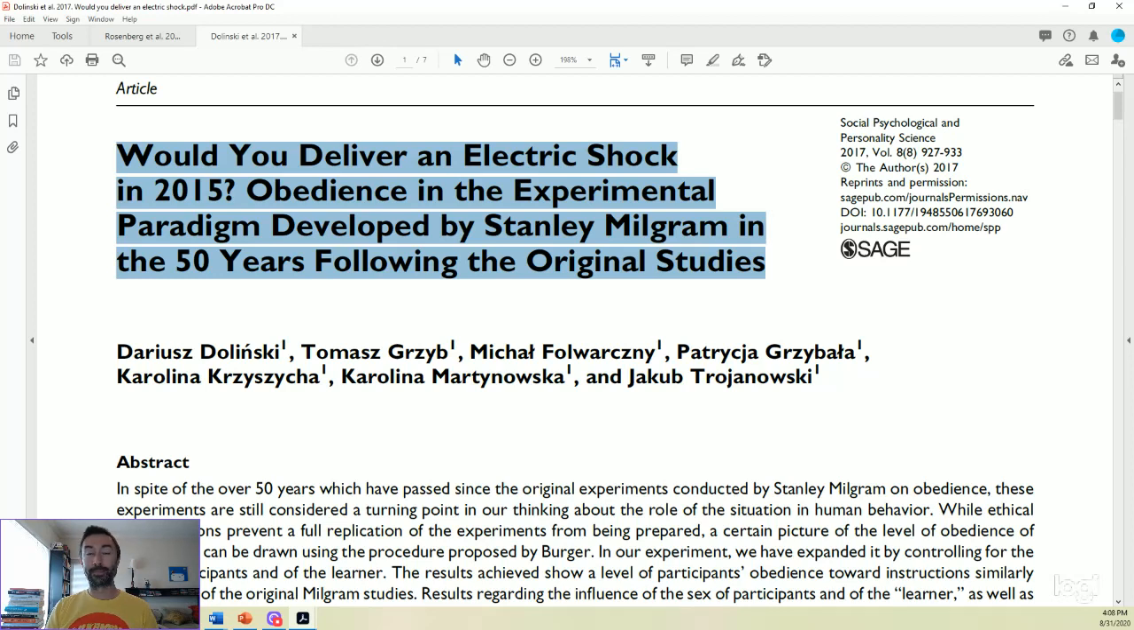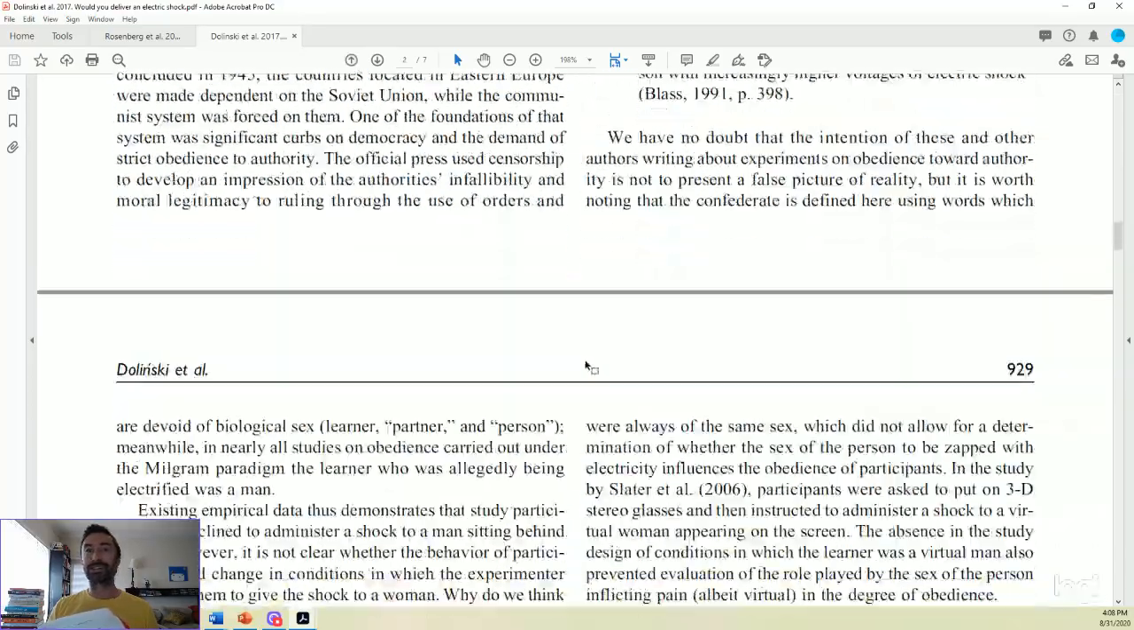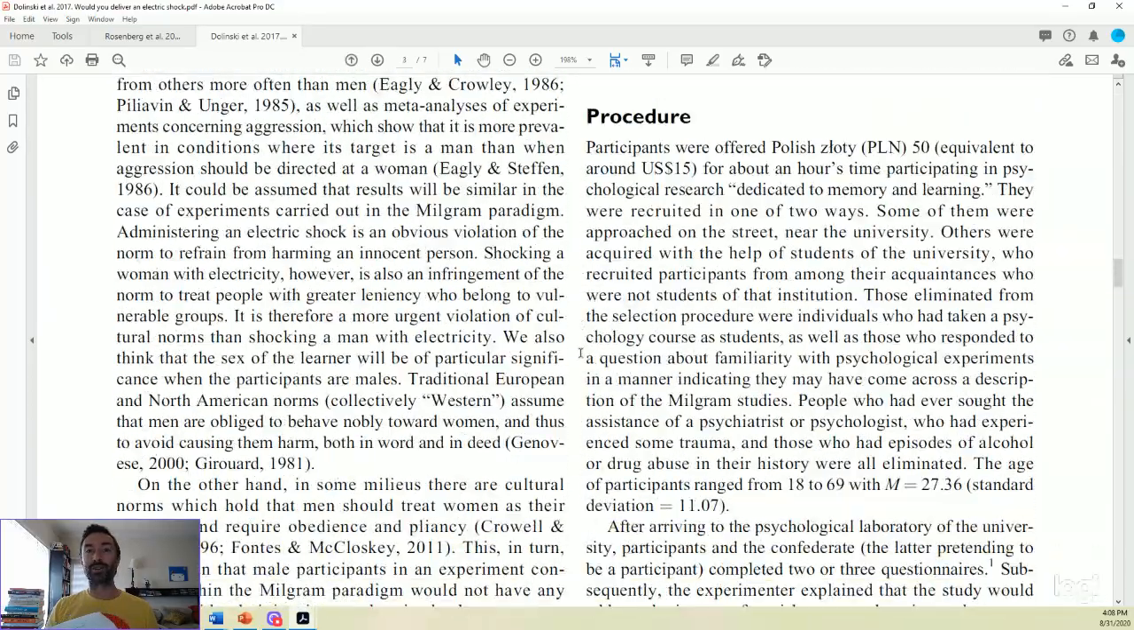Okay, you've read it? Great. First question. Where is the methods section in this article? If you said procedure, you are correct. This article's methods section is called the procedure section. It's not called the methods, but it's the same thing.